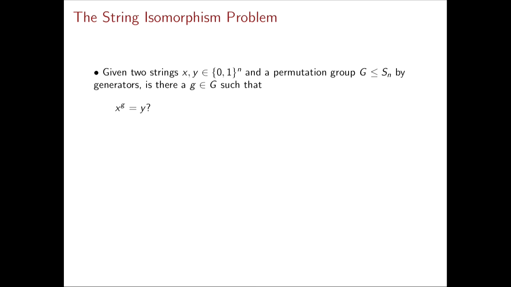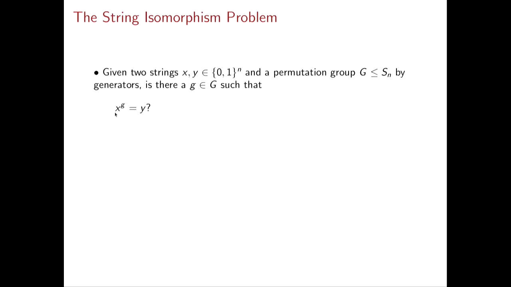So given two strings X and Y and a subgroup G of Sn, the two strings X and Y are basically bit strings, zeros and ones. And G is a subgroup of Sn. So Sn is acting on the indices, on the positions. So you think of X as X1, X2, ..., Xn, where each Xi is a bit. Y is also Y1, Y2, ..., Yn. What you're asking is, by applying an element of the group G, can I permute the positions, the indices of X, so that it becomes equal to Y? That's what X to the G means. You're asking, is X_{g(1)}, X_{g(2)}, ..., X_{g(n)} equal to Y1, Y2, ..., Yn, where g comes from capital G?